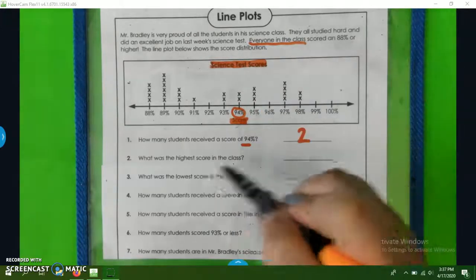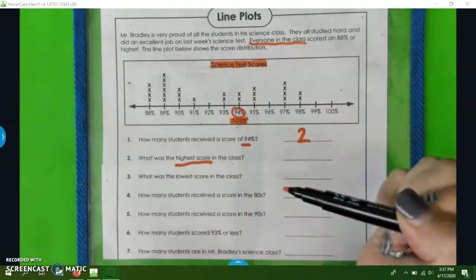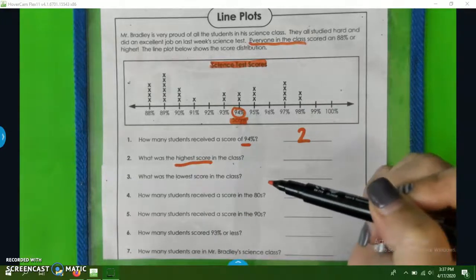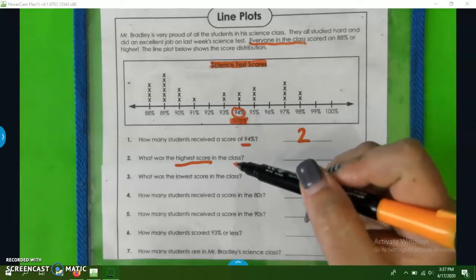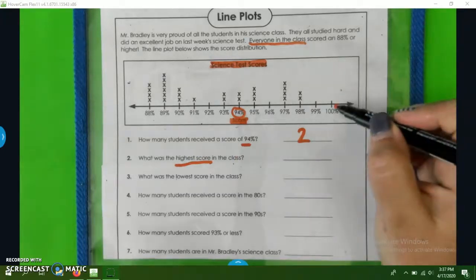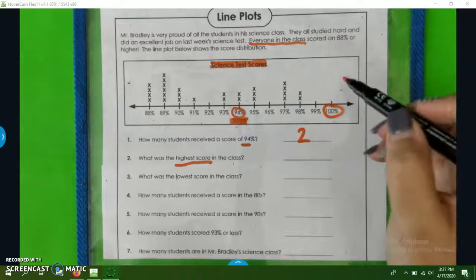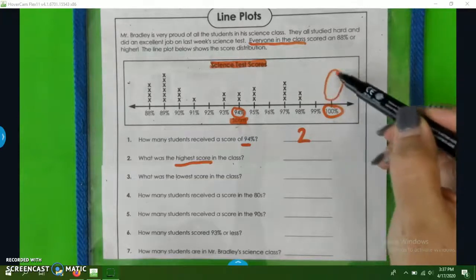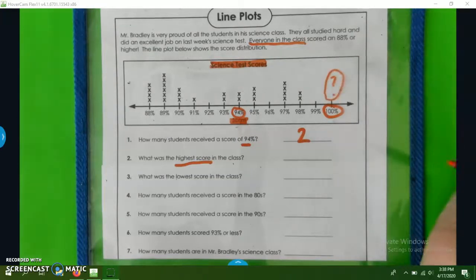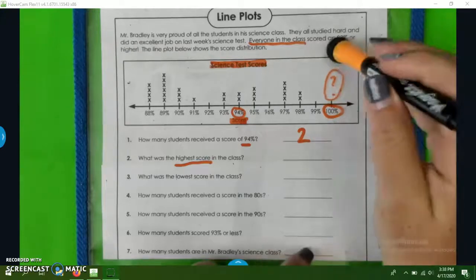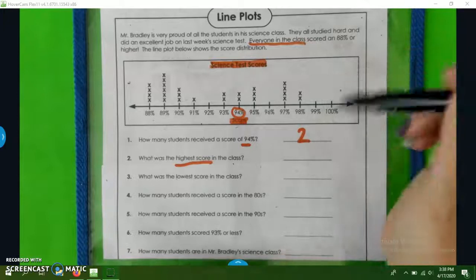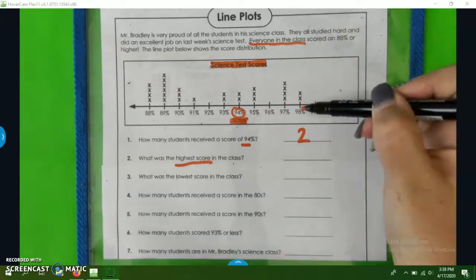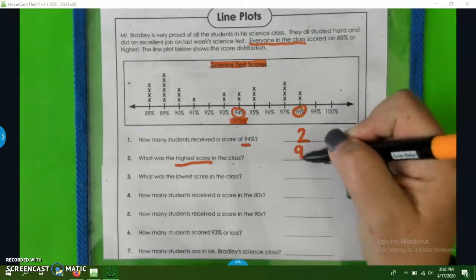What was the highest score in the class? Now, as easy as this may look at first glance, be very careful because some people would be tempted to jump right here and say, oh, 100%. But if you look, there is no one who scored 100%. So if you're looking for the highest score in the class, you're looking for a student who actually got that score, which would take us down to 98%.